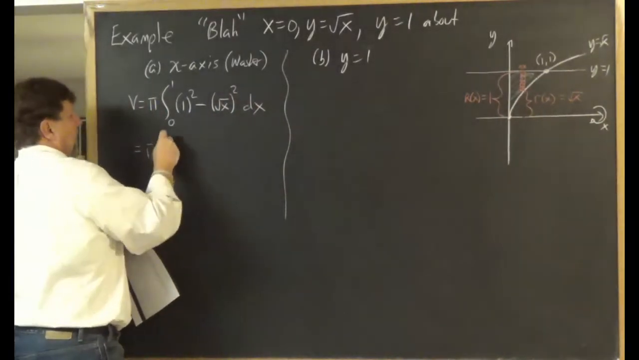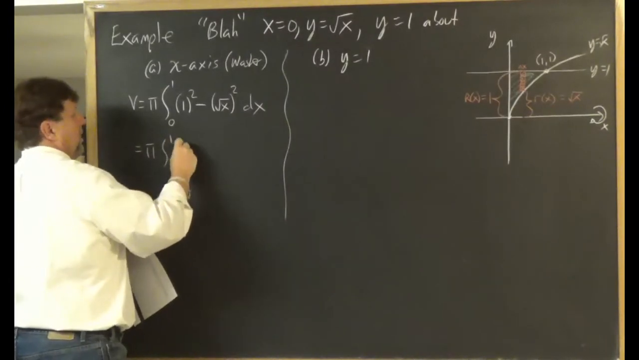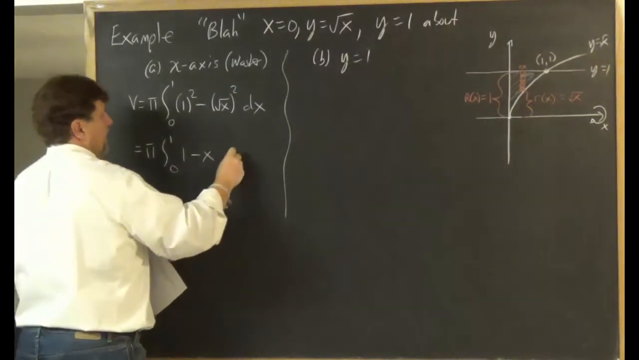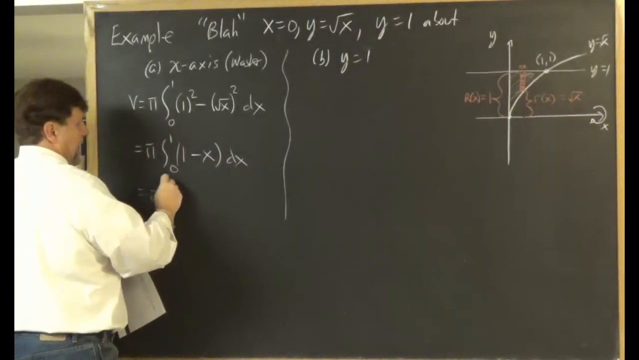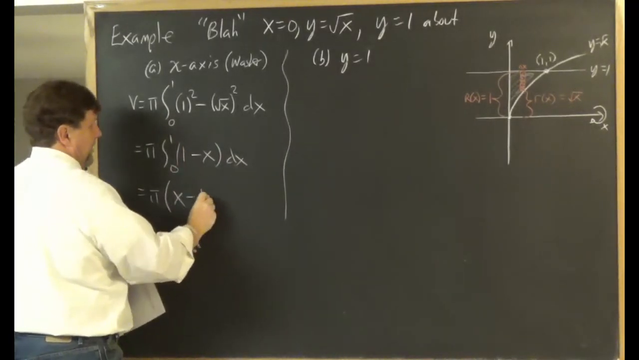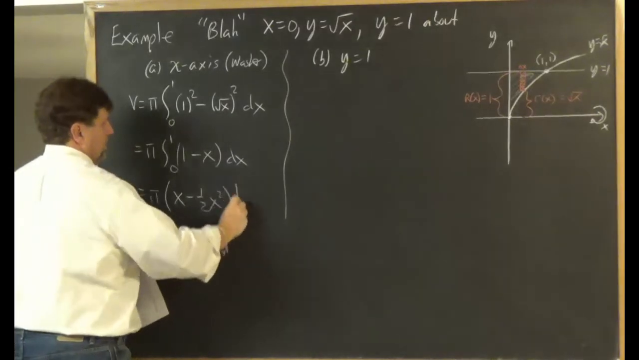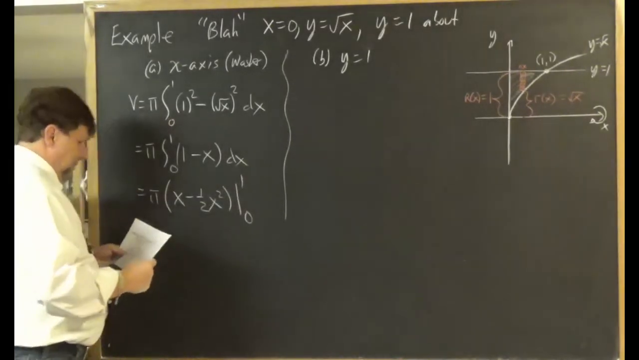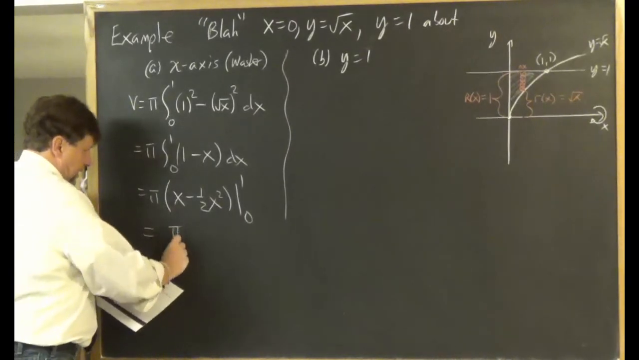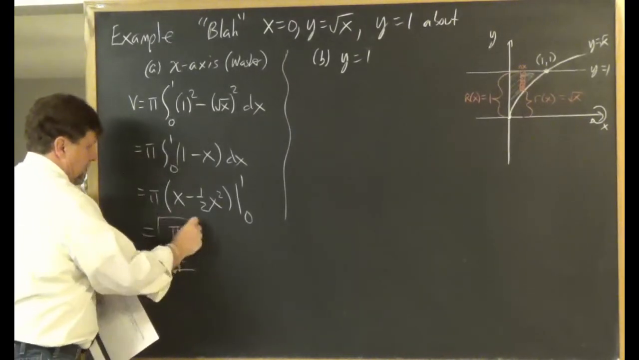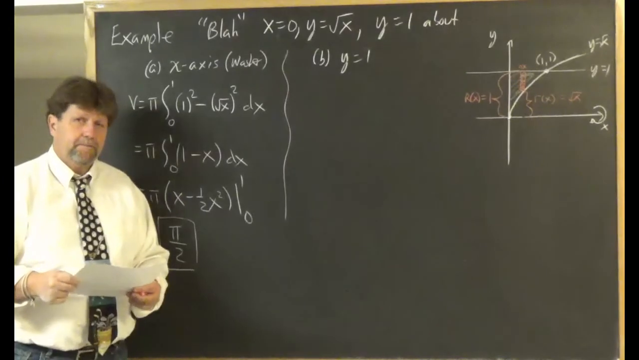So we get pi times the integral 0 to 1 of 1 minus x dx. So that's pi, get an antiderivative. And when you substitute the 1 in and the 0 in, you end up just getting the volume to be pi over 2.